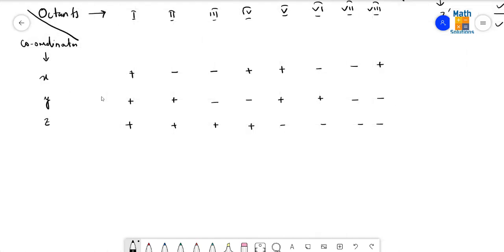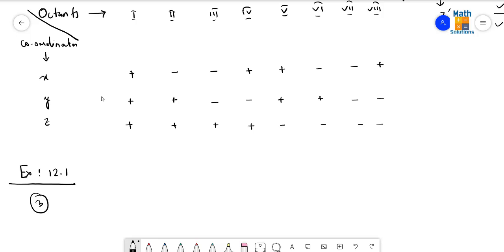Using this, how can we determine the position of a point? So we shall come to Exercise 12.1 here. Exercise 12.1, question number 3 I am picking up because it has relation with this particular table. So what is the question given here? Name the octants in which the following points lie.